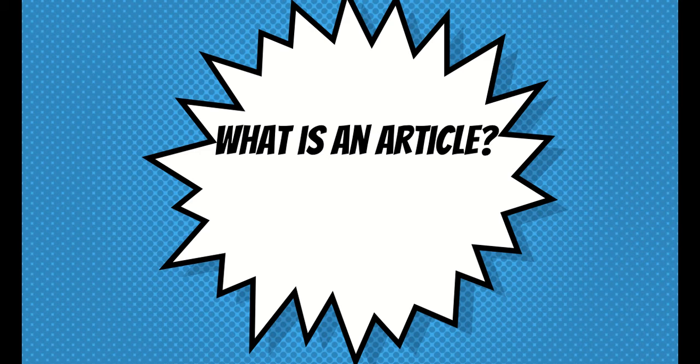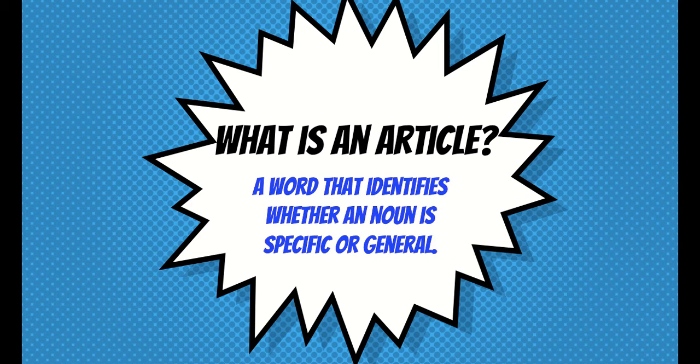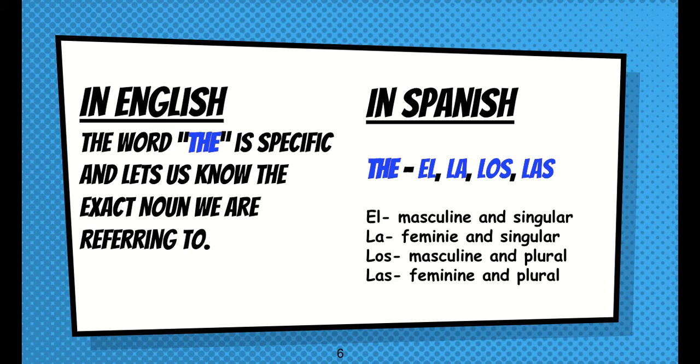Next, I want to talk about articles and what they are and how they work in Spanish. So, really quickly, an article is a word that identifies whether a noun is specific or general. In English, the word the is specific. It lets us know exactly which noun we're referring to.